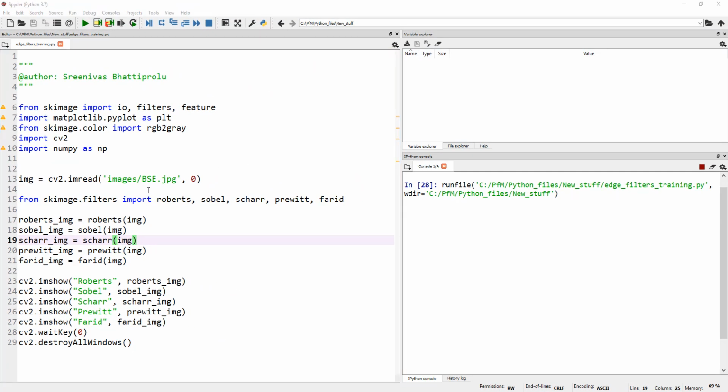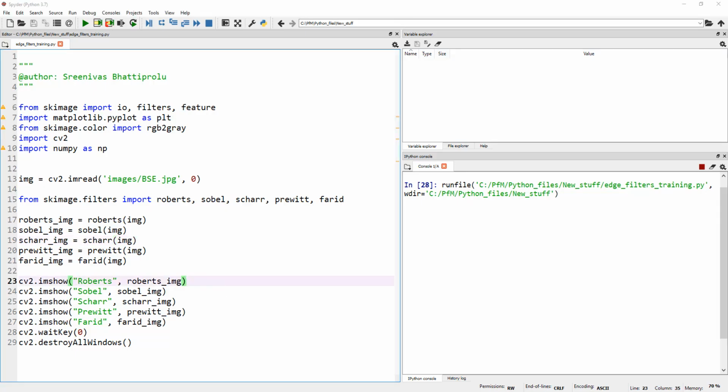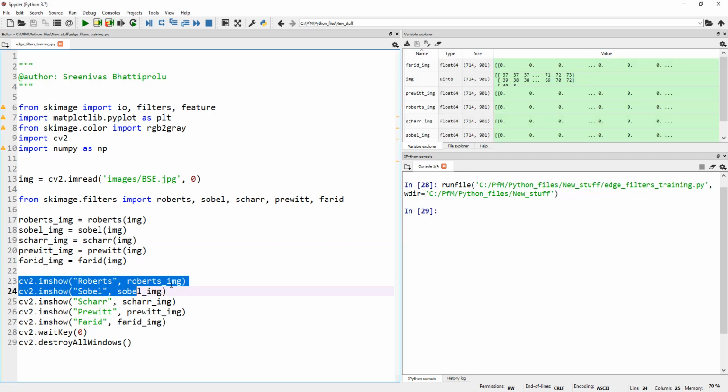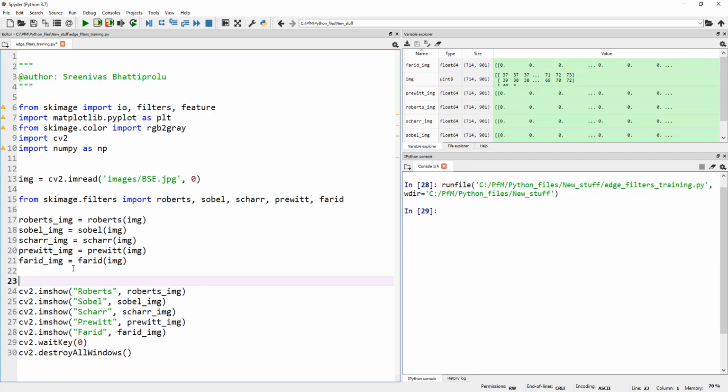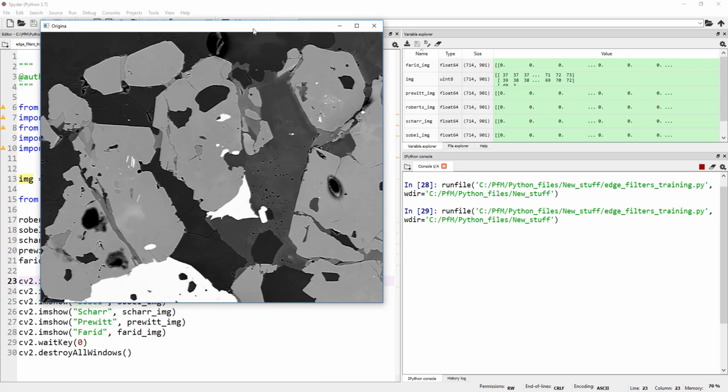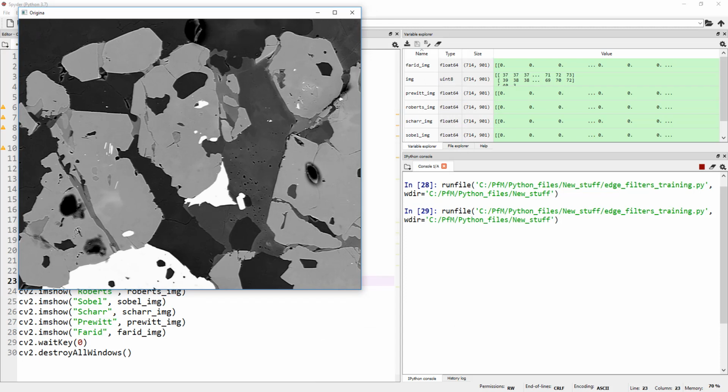I'm applying this on an image called BSC. I have way too many things showing up on my other screen, so let me pull them one by one. One thing I did not show, which I should have, is the original image. Sorry about this. Our original is called just img, so let's show our original image. One more time. There you go, here is the original. Let's start by looking at them one by one.